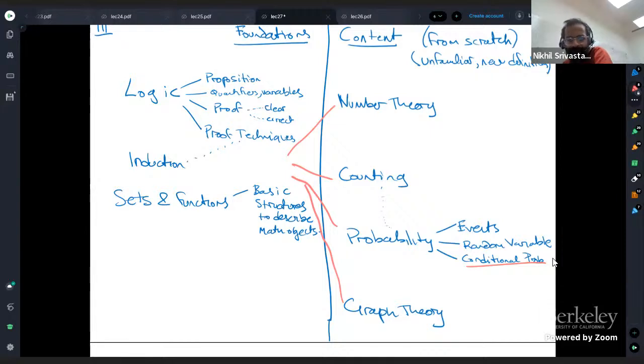In counting, I would say the main principle was if you want to count a collection of objects, you want to use a process to count that collection. So use processes to count objects. And then these processes relied on some simple rules such as the sum rule, the product rule, and the division rule.